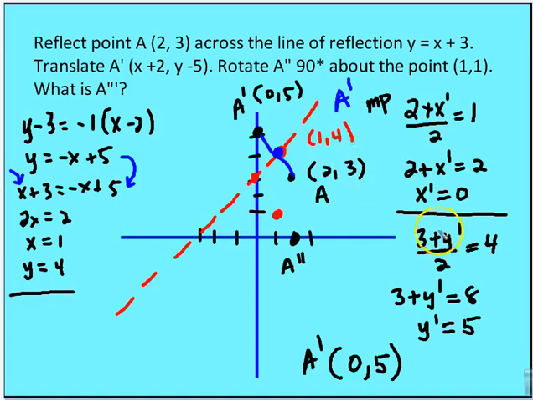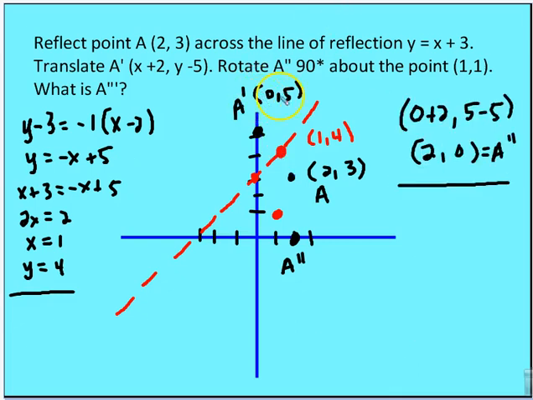Similarly here, 3 plus y prime, which we don't know yet, over 2 is equal to 4, that midpoint. And we solve for y prime and we get 5. So A prime ends up being 0, 5. We can solve this mathematically. So we have our first piece of the composition. So A prime is 0, 5.